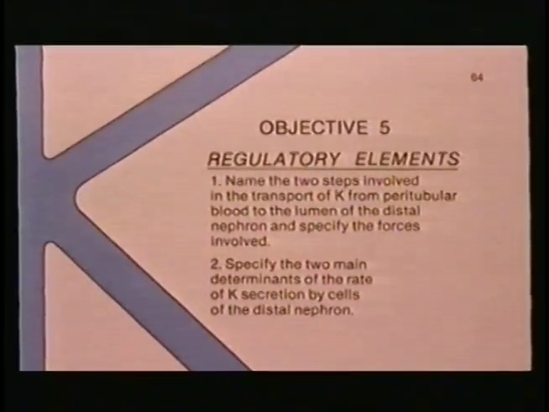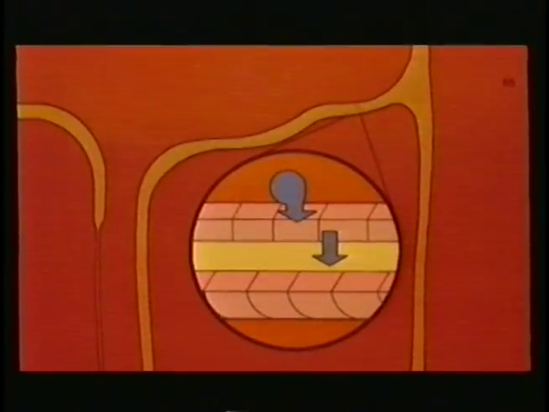2. Specify the 2 main determinants of the rate of potassium secretion by cells of the distal nephron. There are 2 initiating factors that set the rate of potassium secretion by cells lining the wall of the distal nephron: 1. Factors driving potassium into cells from the peritubular capillary blood, and 2. Factors pulling potassium into the tubule from the cells.